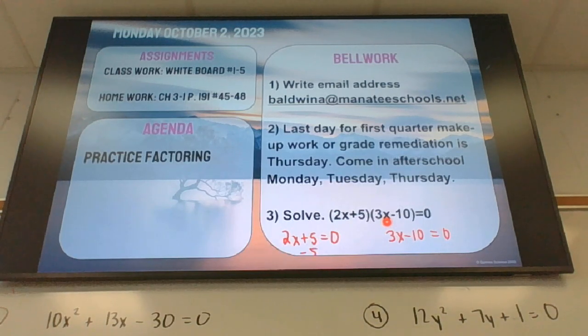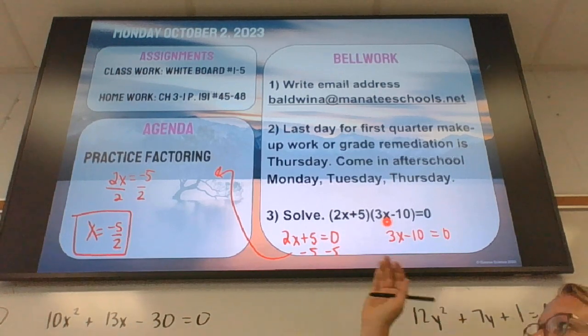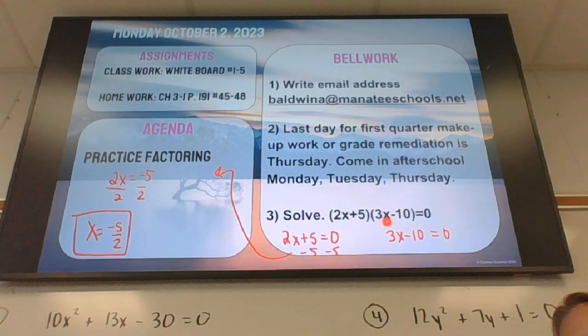So I'm subtracting 5. So this is 2x equals negative 5, and then dividing by 2. And one of my answers is x equals negative 5 over 2. So that's an x-intercept at negative 2.5. And then I'll do that again with the other one. I add 10 to both sides, and I get 3x is 10, divide by 3, and I get x is 10 over 3. So negative 2.5 and 3.33 is where this parabola goes through the x-axis.